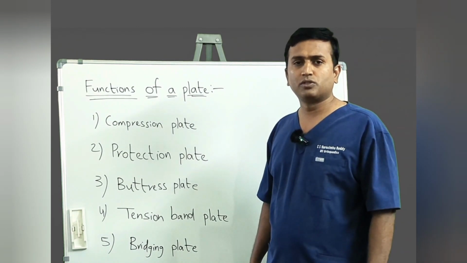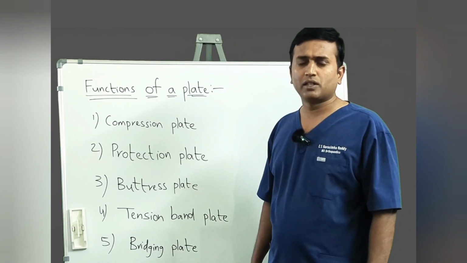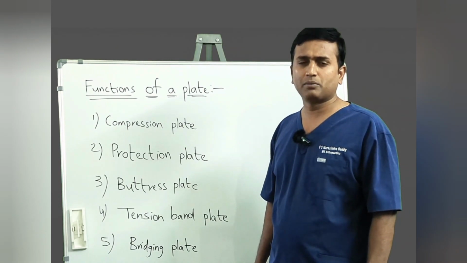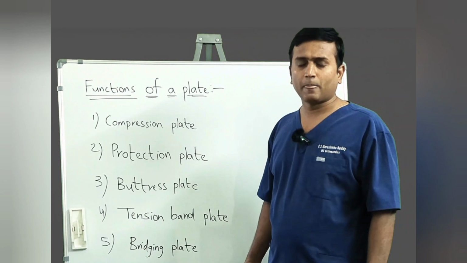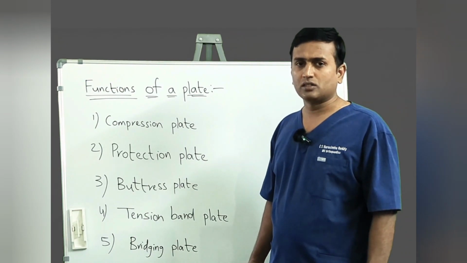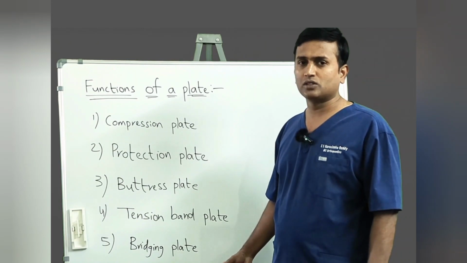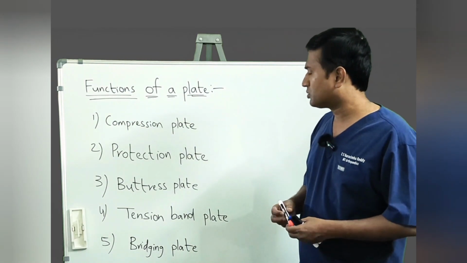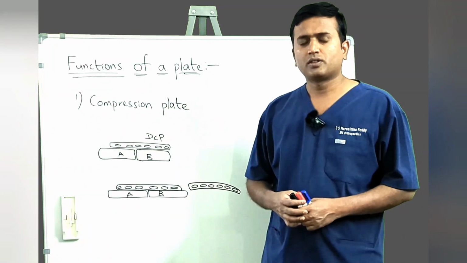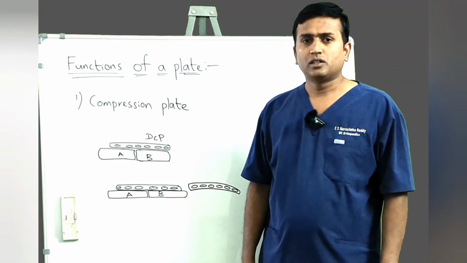In our previous videos we have already seen DCP, that is dynamic compression plate, and limited contact dynamic compression plate, which is LCDCP, and we have also seen locking plate. Now we can use these three plates in different ways to attain our function. So first, friends, we can use a plate as a compression plate in two ways.